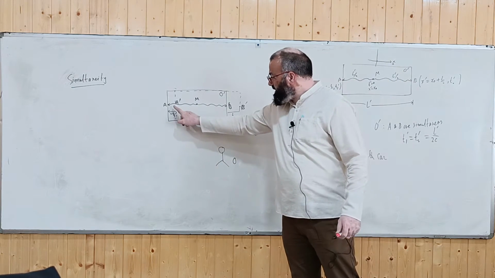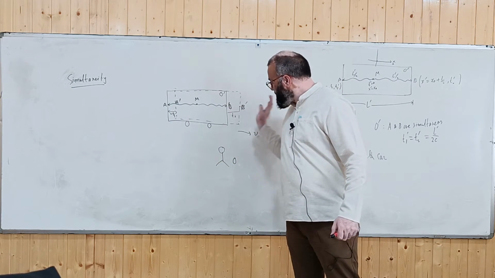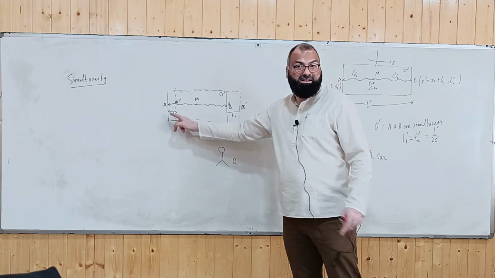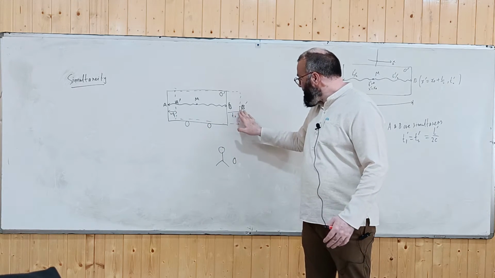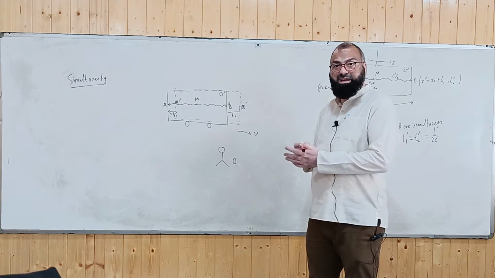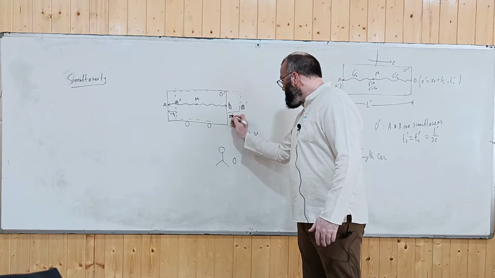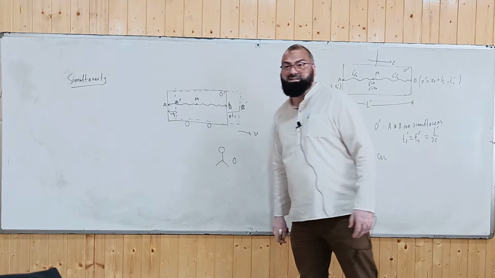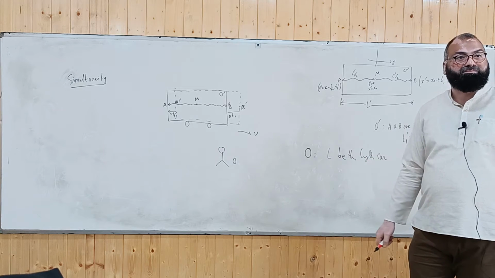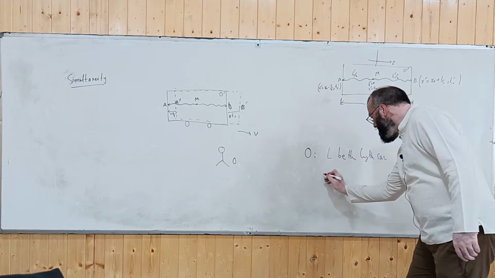Now look here, this A prime has actually moved towards, let's say, the right by V t1. And this B prime has moved towards the right by V t2. Let's say this is some distance V t2 and this is distance V t1. V is the relative velocity. Clear? Now tell me how much is the time it takes.